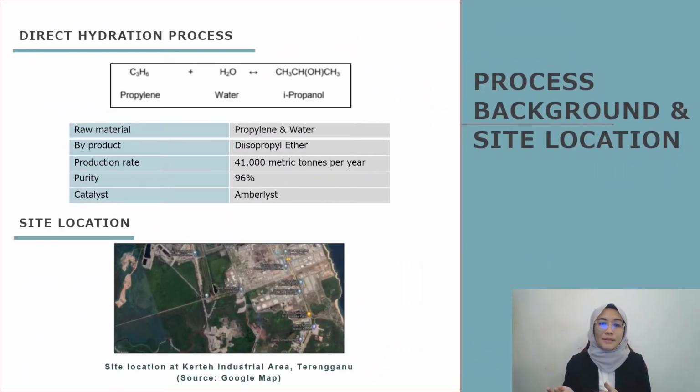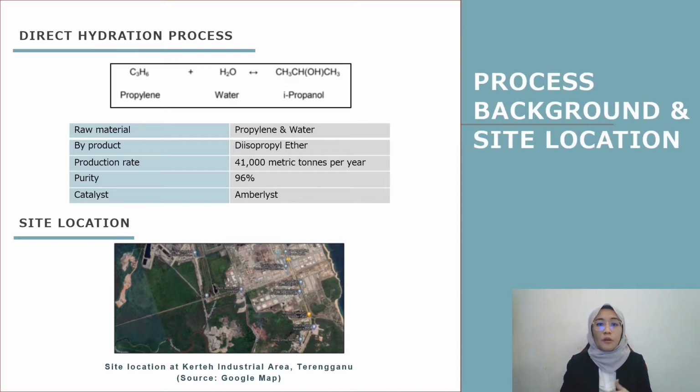Before moving on to the main topic in the presentation, I, Nurofana binti Muhammad Zaidi, would like to give a brief introduction in order to provide a better understanding of the process background and site location. Our plant manufactures 41,000 metric tons per year of isopropanol through a direct hydration process. It is a process of producing isopropanol from propylene and water as raw materials via a single-step reaction. There is also a byproduct produced in the process, which is diisopropyl ether. The presence of the catalyst is to ensure a high selectivity towards isopropanol with a high purity of 96%.